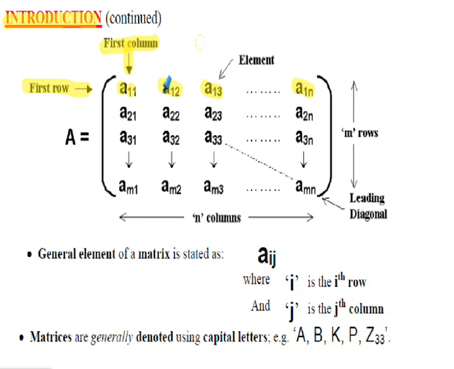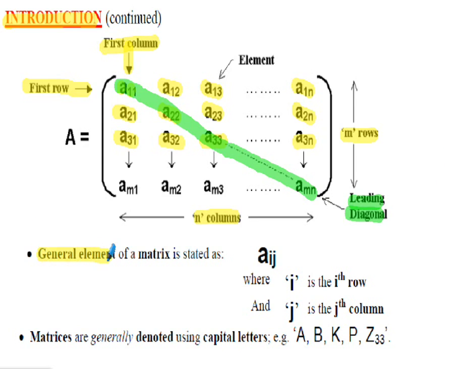In the next row we have element A21 denoting the second row, first column, then A22, second row, second column, A23, second row, third column, up to A2n, second row, nth column. And so the third row is denoted by element A31, A32, A33, up to A3n, etc. So in this particular matrix we have m rows and n columns. For future reference, this diagonal is often termed the leading diagonal of the matrix.